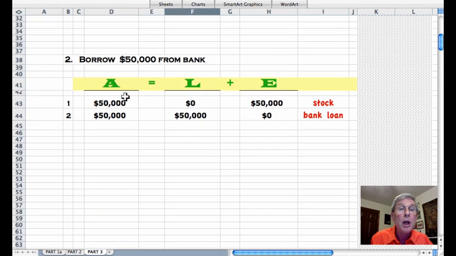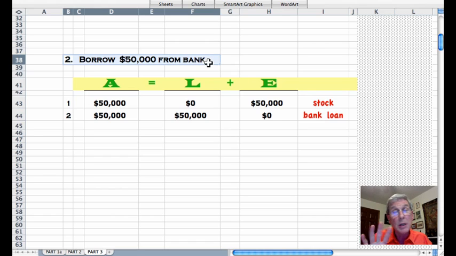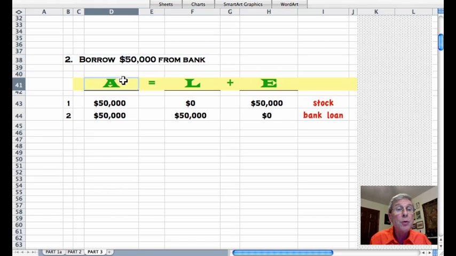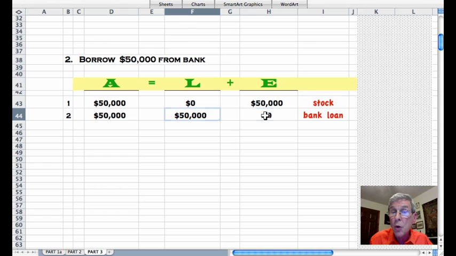Number two, the company borrowed $50,000 from the bank. Now remember, the company borrowed the money, not the owner. So from the company's point of view, it now has an additional asset of $50,000 and now has a liability of $50,000. Notice no equity took place in that transaction. Assets equals liability plus equity.